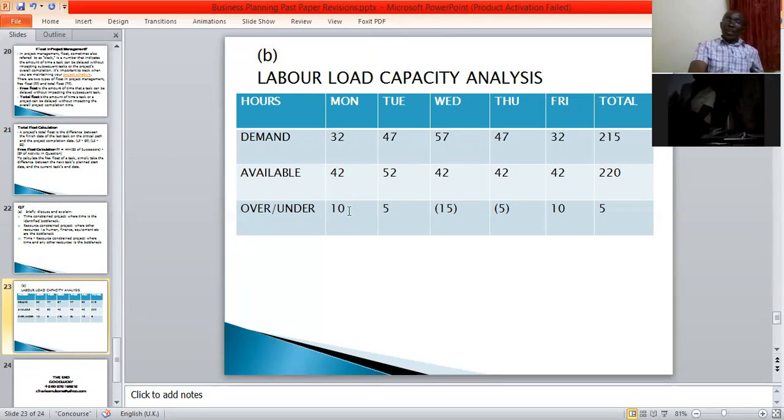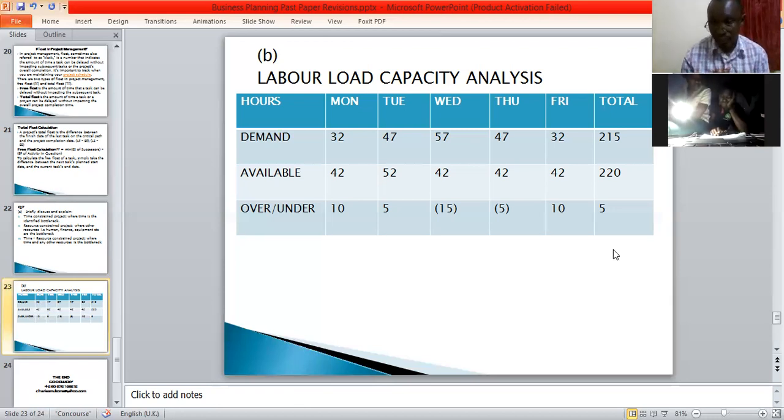42 minus 32 is 10. So you can do that throughout and you are able to find the total at the end. Now the other component of the question is how do you level the resources?